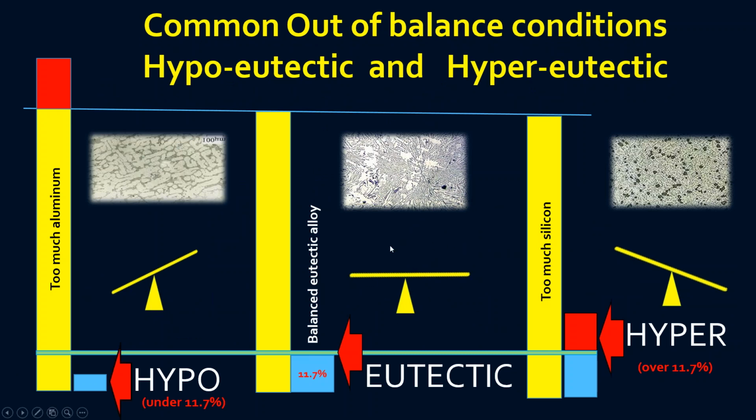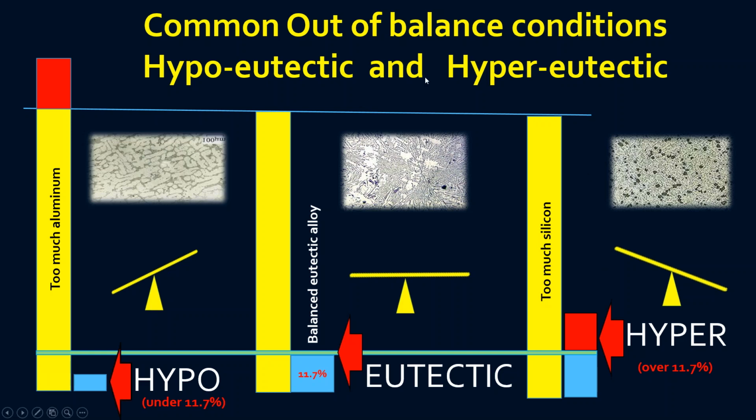So there are common out-of-balance conditions for hypoeutectic and hypereutectic. I mentioned you're going to hear this often, 11.7%. That means everything is in balance. All the rooms in the auditorium are filled. At hypo, it's under 11.7%. It's a little out of balance. And on the right, there's too much silicon, so it's hypereutectic, and it's out of balance as well.